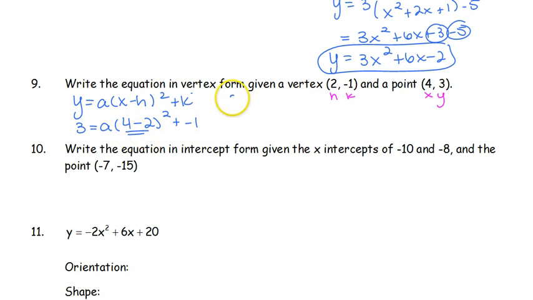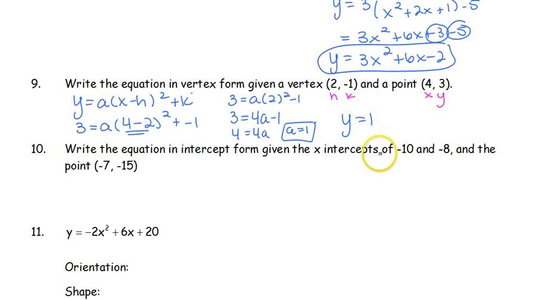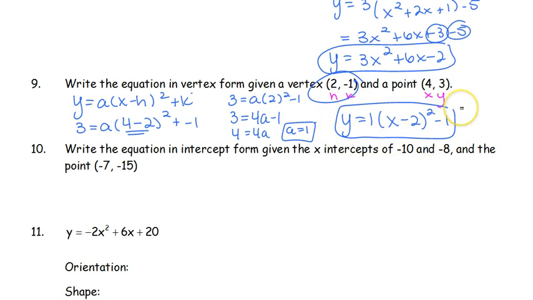Simplify order of operations. So we've got 4 minus 2 is 2 squared minus 1. 2 squared is 4, so we've got 4a minus 1. Move that 1 over. And we find that a is 1. Remember, when you write your equation, you should only have an x and a y. So we've got y equals, our a value we know now, which is 1. X minus, now we've got our vertex. The x coordinate is h, which is 2. So x minus 2, quantity squared, plus your k, and your k is a negative 1, so that's minus 1.